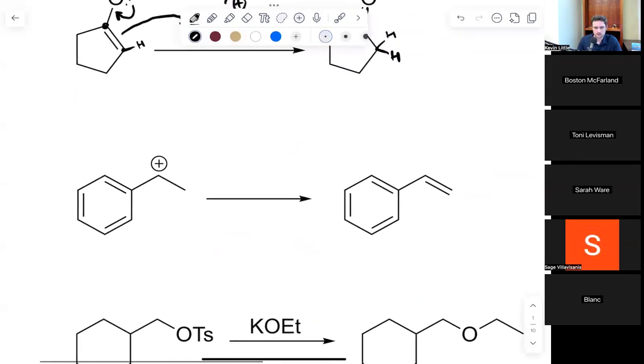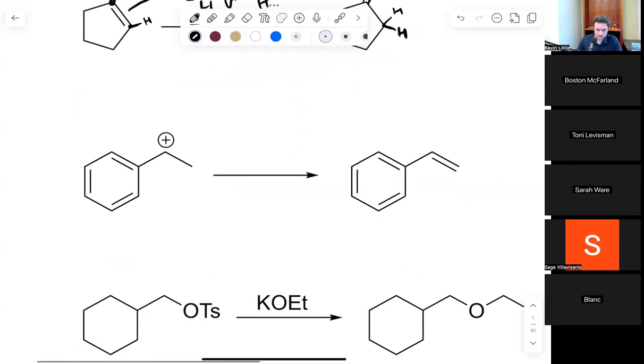Yeah, this is another one. We need some sort of base. It doesn't really matter. So yeah, we can use tert-butoxide. Again, on the test, I'll give you that base. That's my bad.